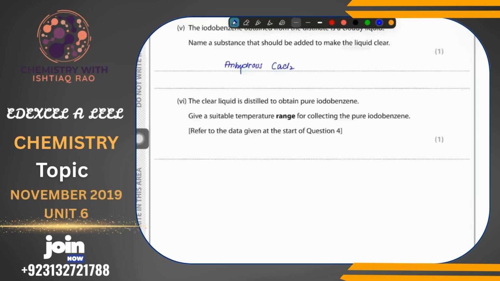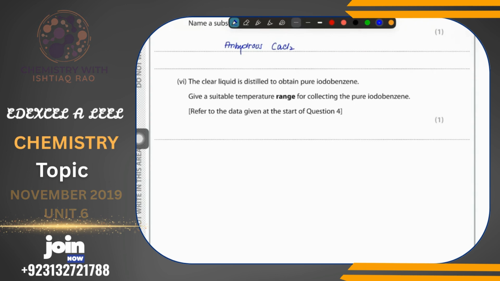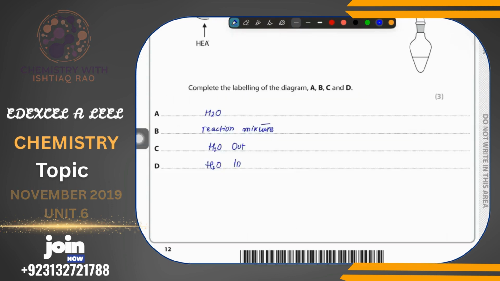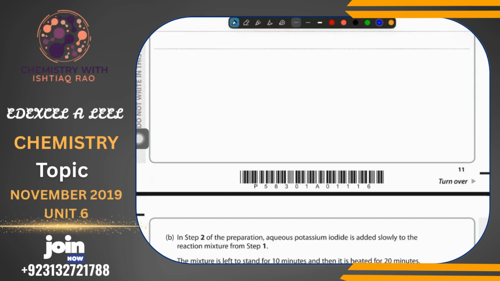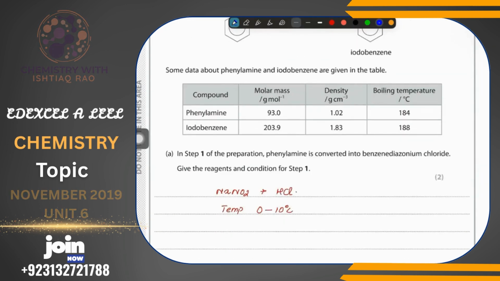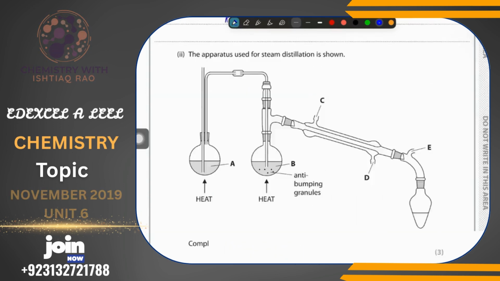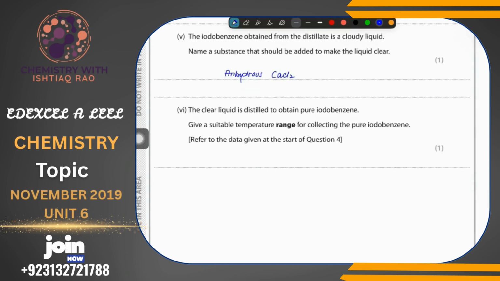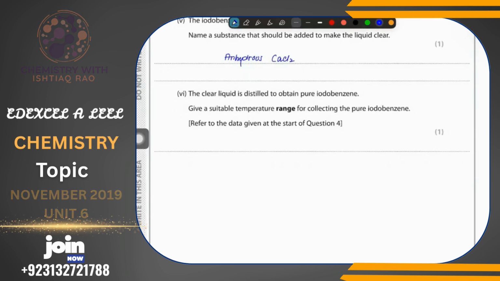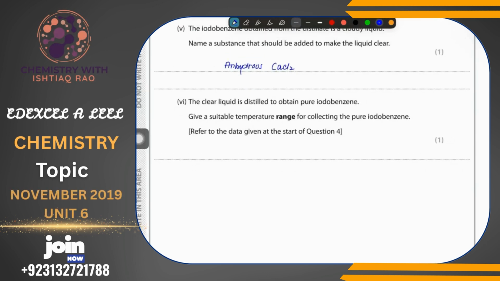And then the next one, I told 185 to 190. The clear liquid is distilled to obtain pure iodobenzene. Give a suitable temperature range for collecting the pure iodobenzene. Refer to the data given at the start of question number 4. Okay, molar mass, then density, then we have a boiling temperature. What they are asking is: the clear liquid is distilled to obtain pure iodobenzene, give a suitable temperature range for collecting it.